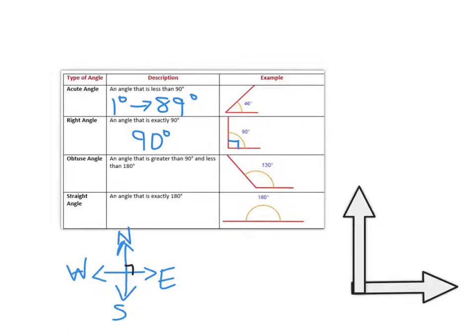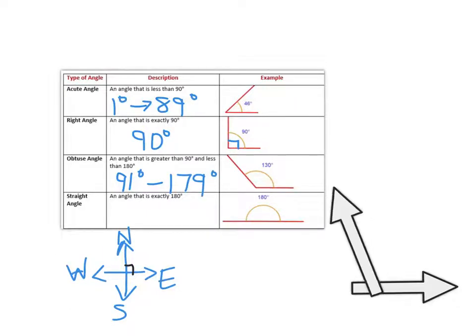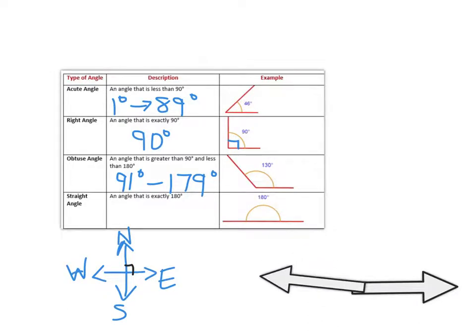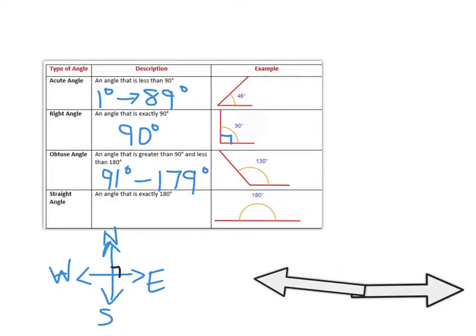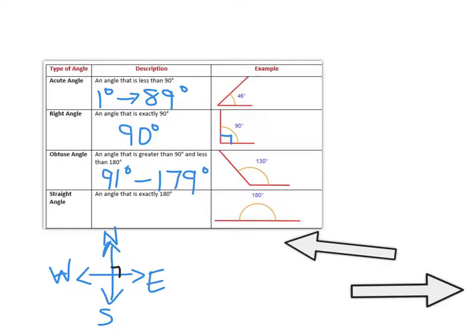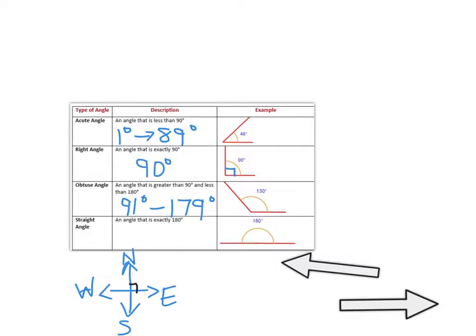The next angle is an obtuse angle. An obtuse angle is anything bigger than 90, which would be 91 degrees, all the way up to 179 degrees. So here's our right angle, just a smidge bigger, that's obtuse. Bigger, bigger, bigger, bigger, still obtuse. It's obtuse until not quite straight. Once they're straight, it has a different name, and I'll show you that in just a minute. So anything bigger than 90 but less than 180 is obtuse.